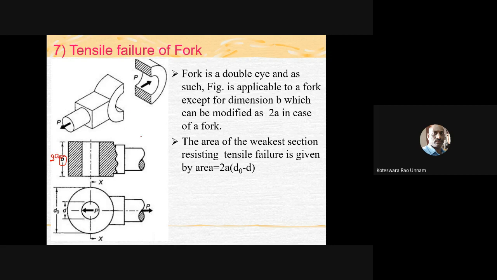So we have top end and bottom end. Therefore this is going to be the area which is resisting failure. D naught minus D into 2A is going to be the area which is resisting the tensile failure. So then P divided by this will give you the sigma T. From this we know the sigma T value. So then we can calculate the A value here.